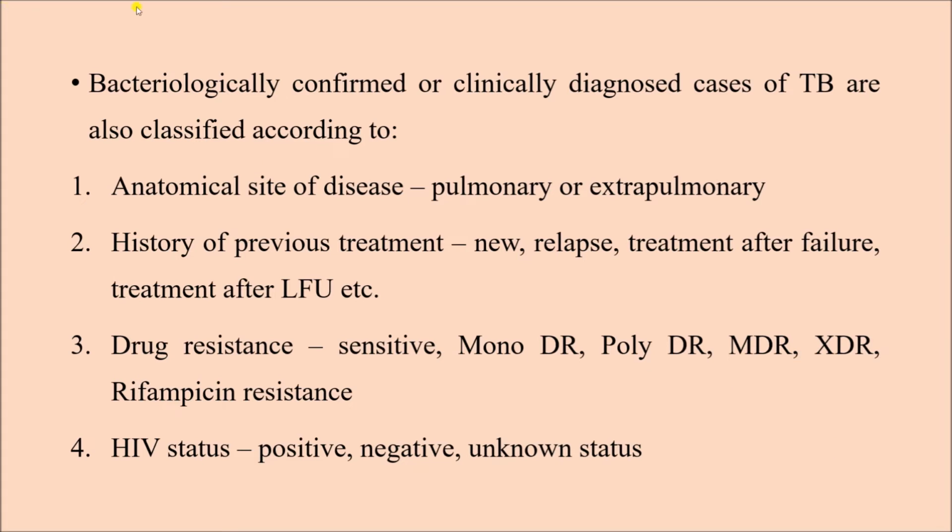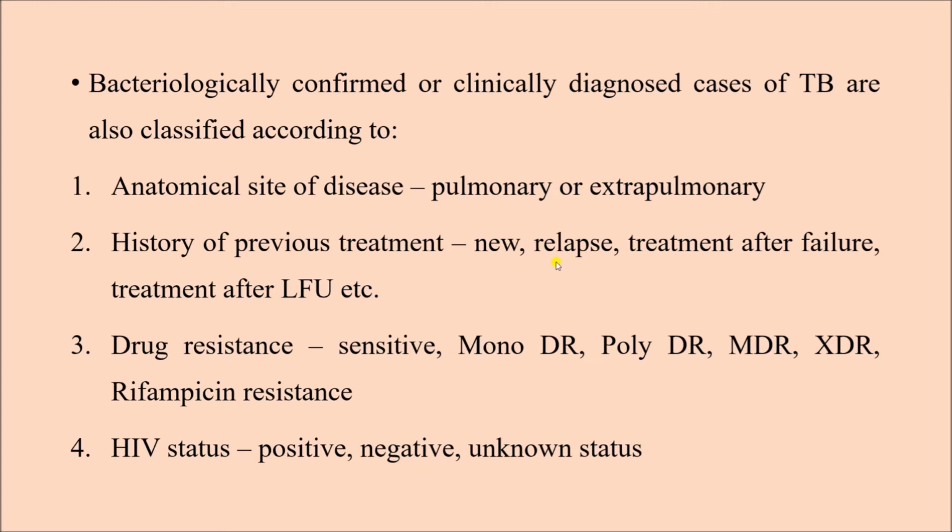Now, if we have a bacteriologically confirmed case or clinically diagnosed case, they can be further classified based on different criteria. For example, anatomical site of the disease can be pulmonary or extrapulmonary. This is the part we already discussed. History of previous treatment. So, new case. Who is a new case? A person who has been diagnosed for the first time and has never taken an anti-tuberculosis drug, or the person was previously diagnosed and maybe started anti-tuberculosis drug but did not continue the medication beyond 1 month. So that is considered as a new case.